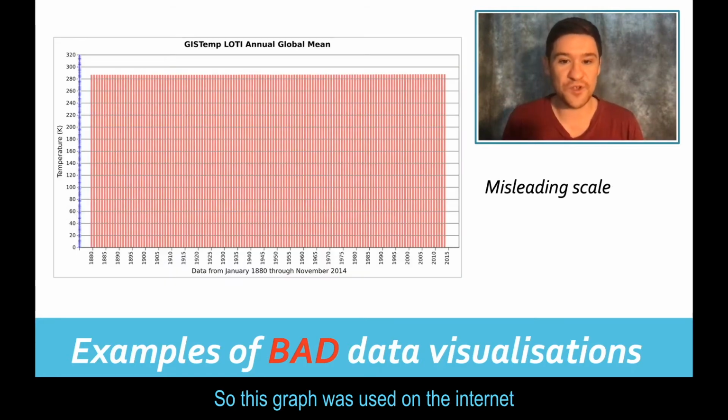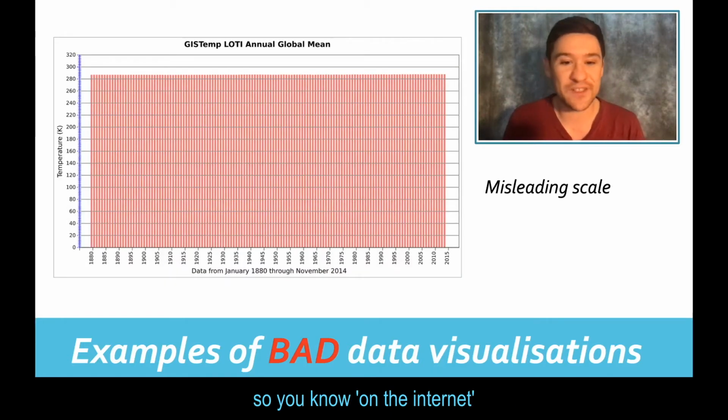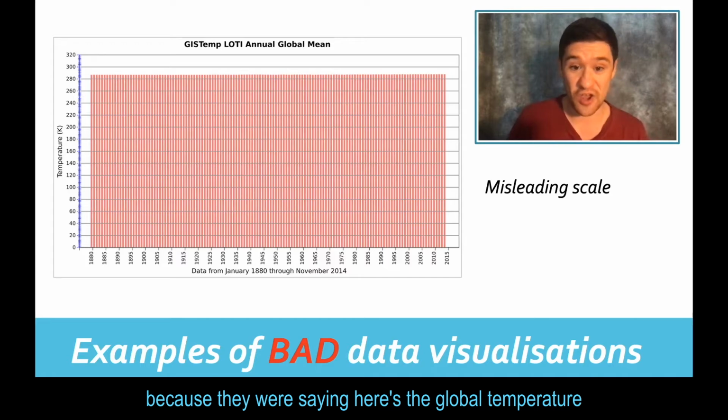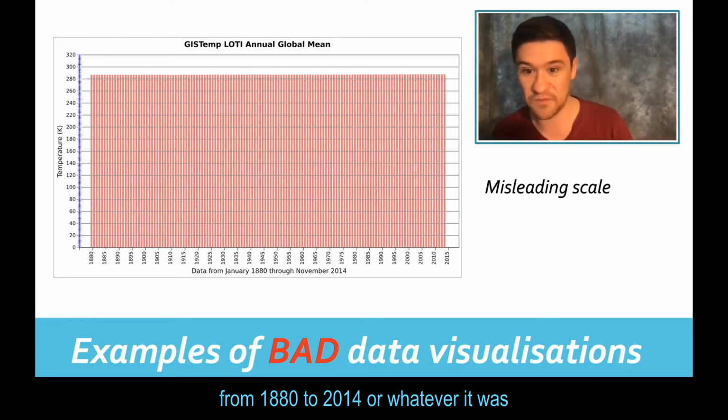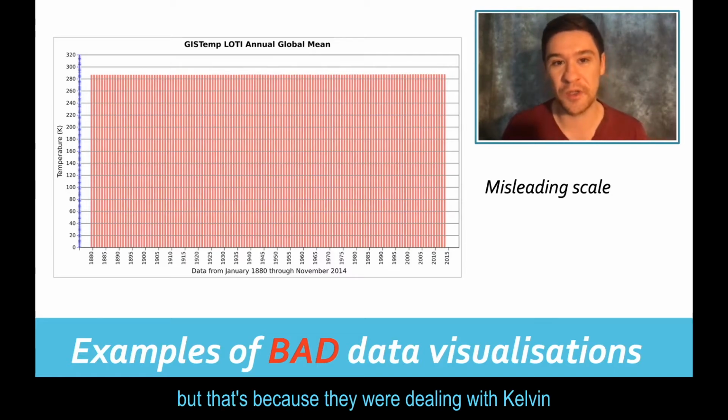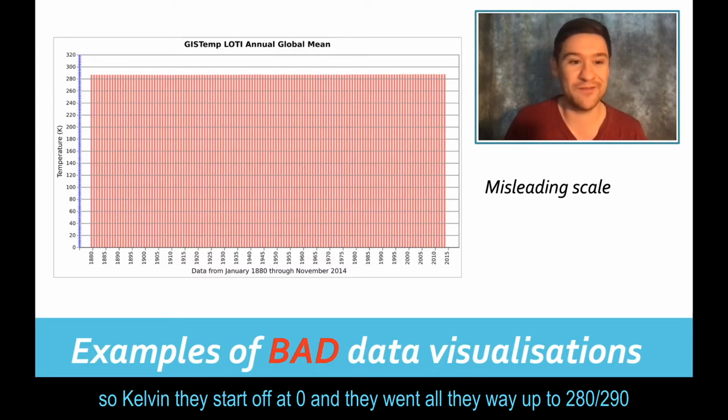So this graph was used on the internet, and it was used to try and show that global warming was a myth, because they were saying, here's the global temperature from 1880 to 2014 or wherever it was. Look, temperature hasn't changed at all. But that's because they were dealing with Kelvin. So Kelvin, they start off at 0 and they went all the way up to 280, 290.